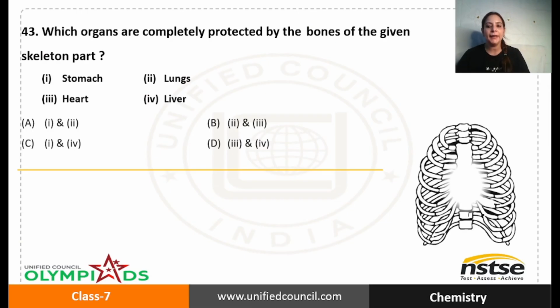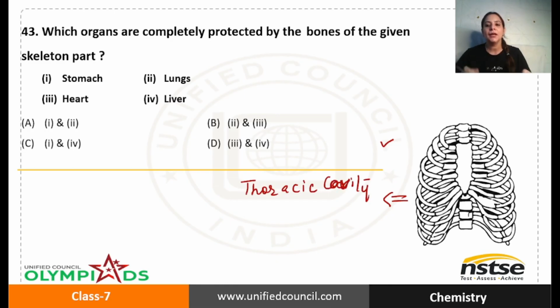Next question says, which organs are completely protected by the bones of the given skeletal part? And here we have a diagram. It is asked which organs are present inside this cage. Now let me introduce you to this cage. This cage is a thoracic cavity. Okay, it is present in the chest. These are ribs. This is backbone.